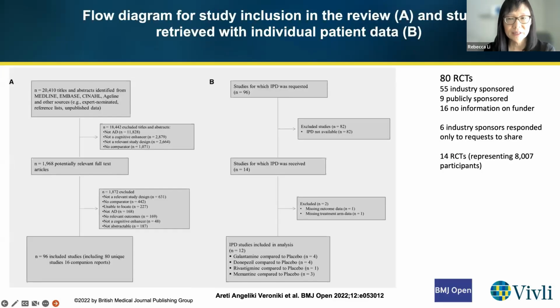80 RCTs were compared, so 55 industry-sponsored studies, 9 publicly sponsored studies, 16 with no information on the funder, 6 industry sponsors responded, and then 14 RCTs were represented. So about 8,000 participants were represented in this systematic review.